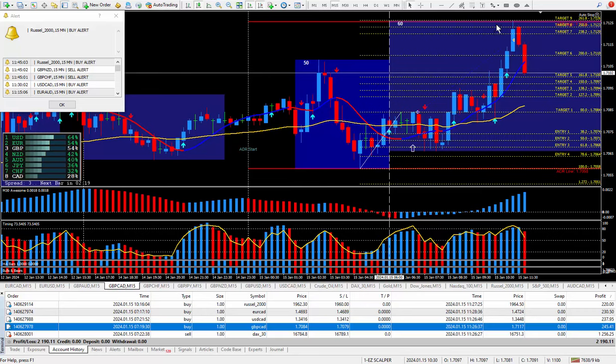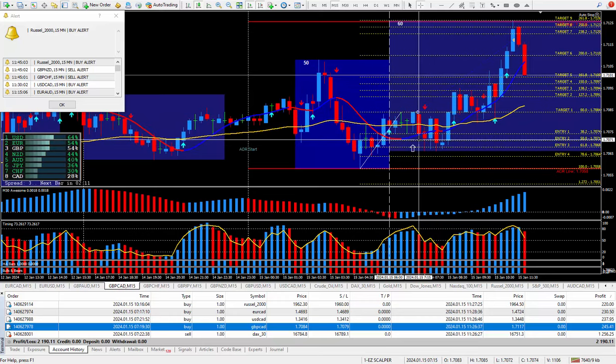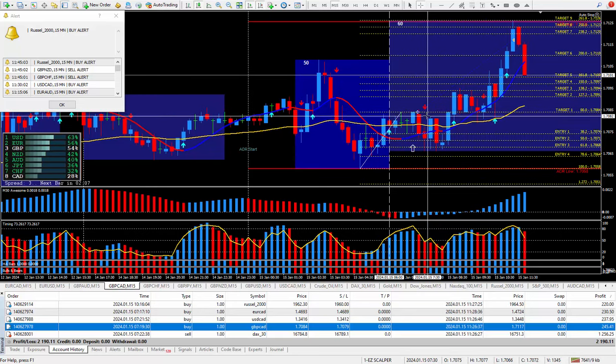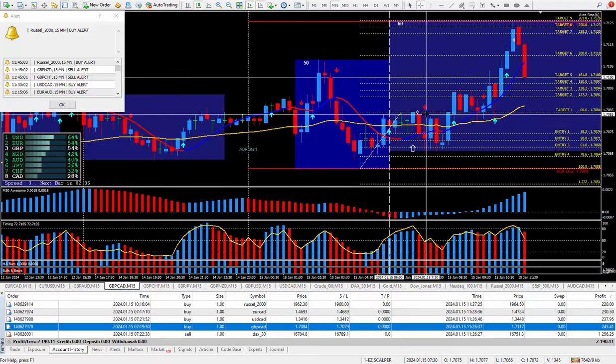Now let's see where I got in first of all. I didn't wait for the pullback because I knew it was going to go up. Everything was telling me it was going to go up. I knew that it might do this pullback and there was a very good chance of that. But it didn't bother me.